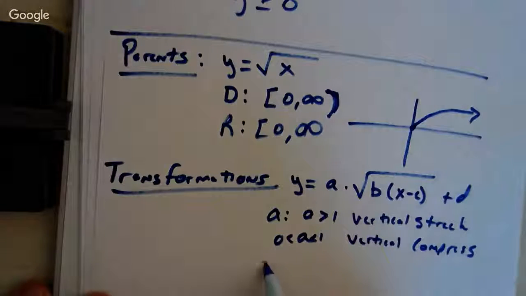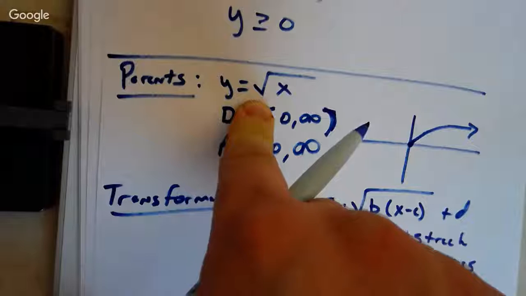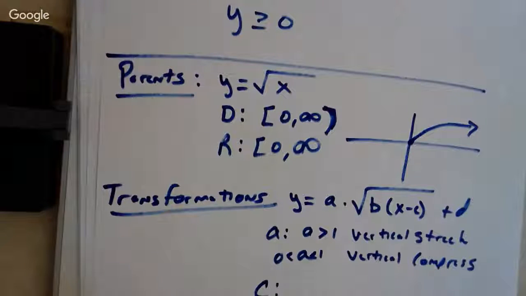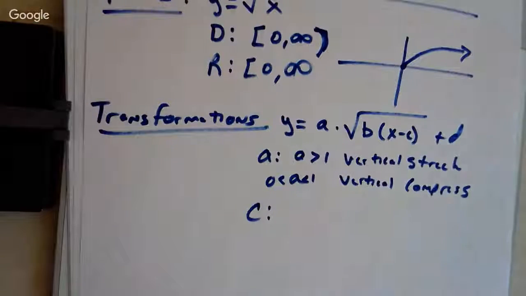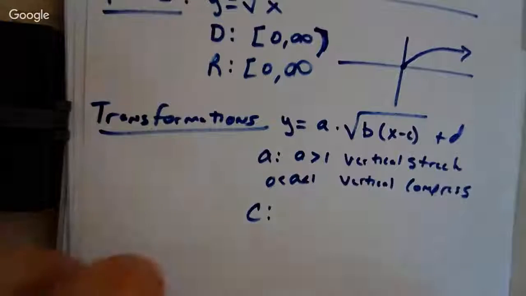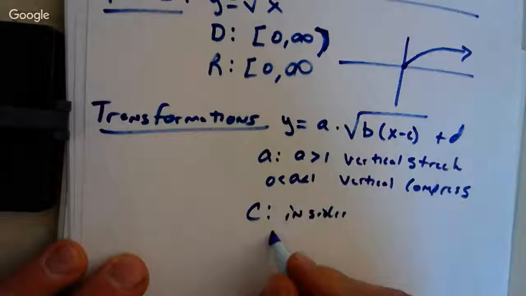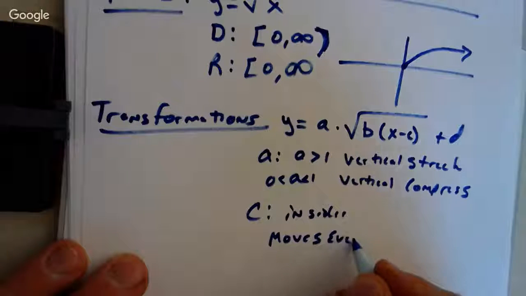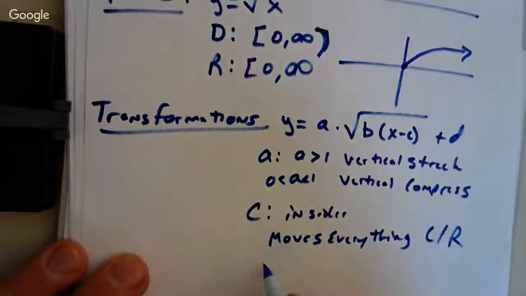That's the parent function. That's like the most generic radical function we can have. That's like the base that all other ones are made off of. The transformed version is now we've messed with it. We've moved it left or right. We've compressed it vertically. What's that going to do? It's going to move the opposite, since it's inside, of course. And it moves everything left or right, including the domain.